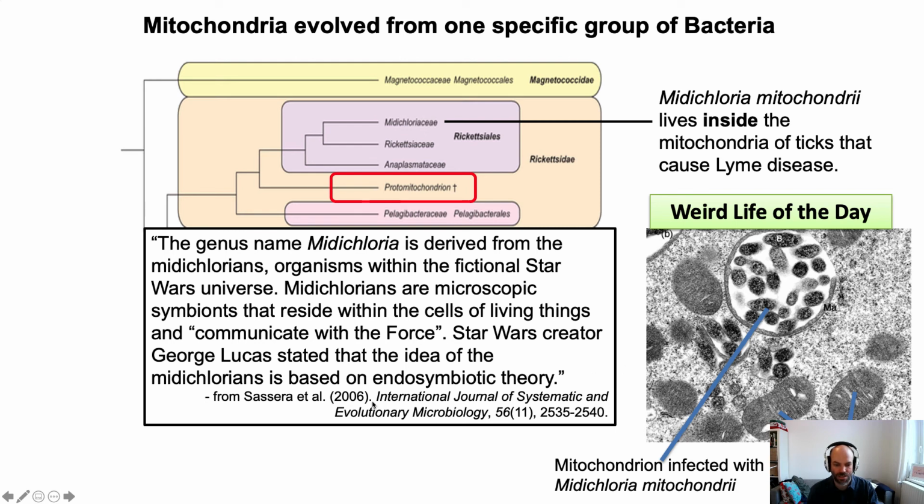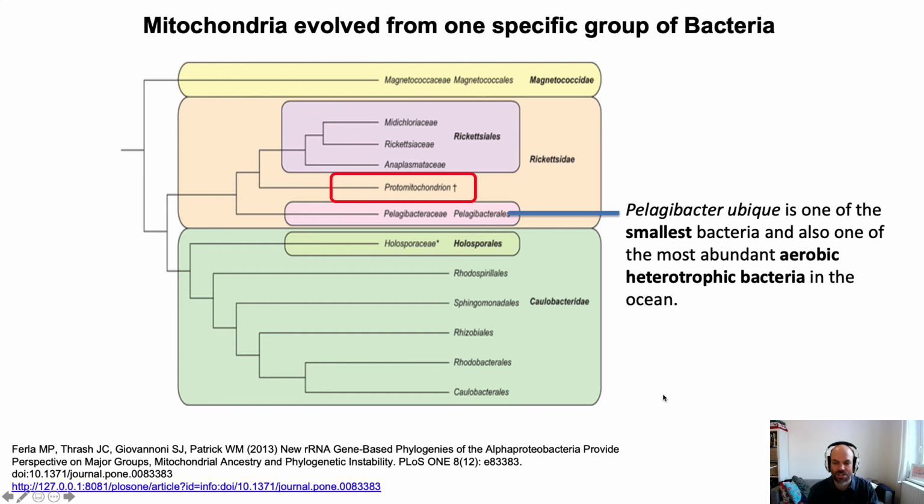And in this official research paper published in the official Journal of Bacterial Taxonomy, when you name a new species of bacteria, you have to include at least a few words about why you chose that name. And they chose the genus name Midichloria, inspired by Star Wars. And note that George Lucas has stated that his idea of midichlorians in the Star Wars universe is based on the endosymbiotic theory of mitochondria and chloroplasts. So they thought it was a fitting tribute to that idea. Anyway, thought that was a fun thing to mention.